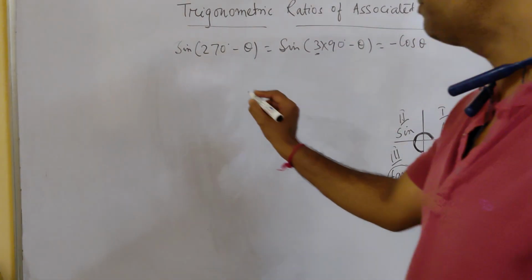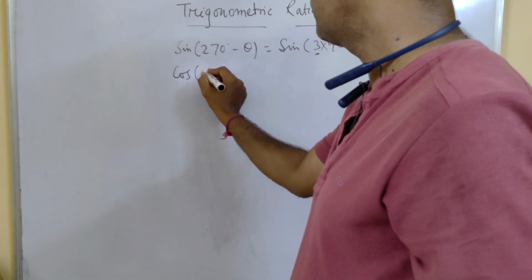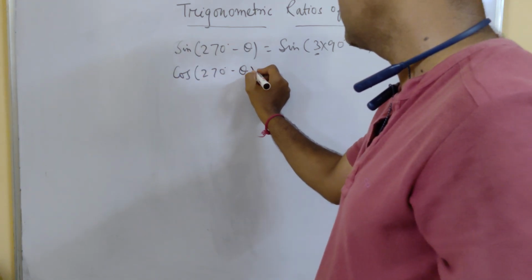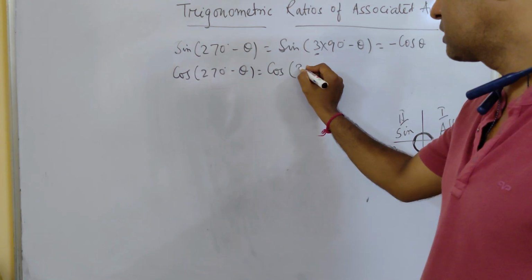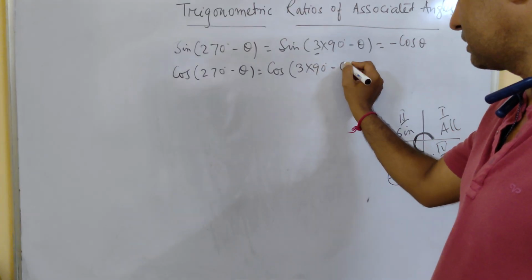And similarly, cos of 270 degree minus theta, so cos of 3 into 90 degree minus theta.